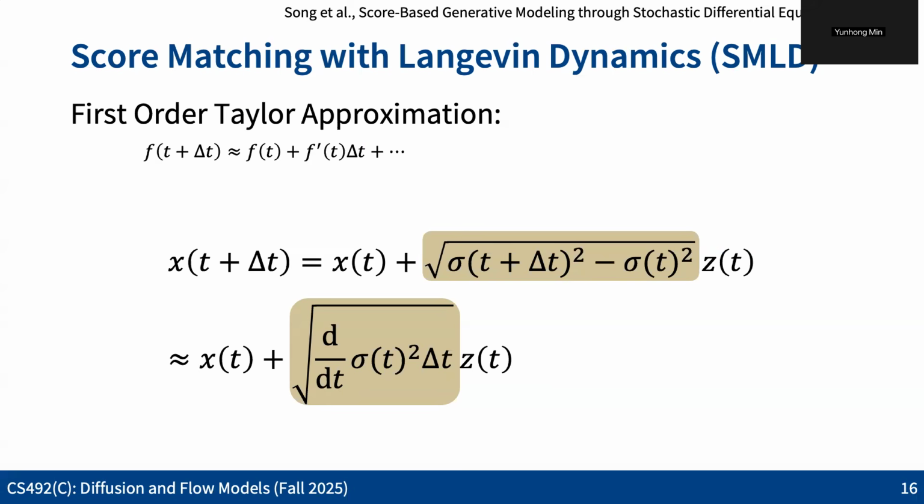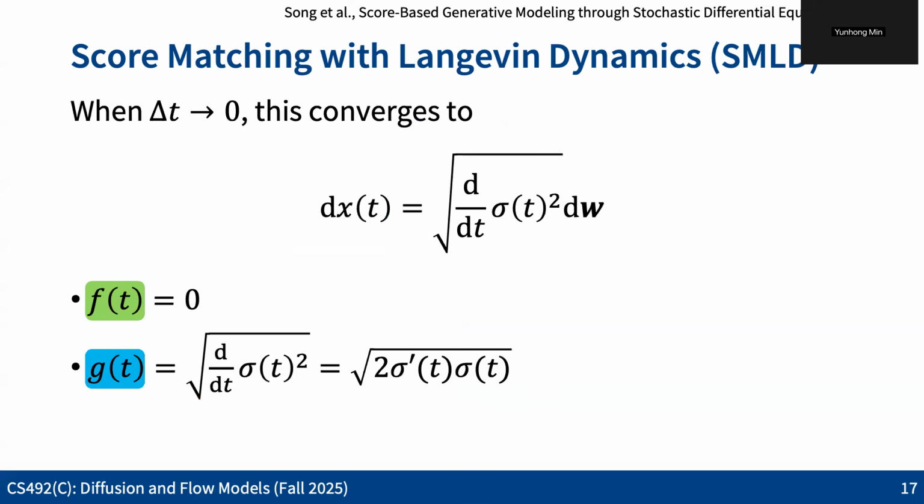That looks like we are resulting in this formulation, right? This is one specific form of the forward SDE in which the drift term becomes 0, while we are adding more stochasticity over time. So that's the forward SDE for the SMLD.